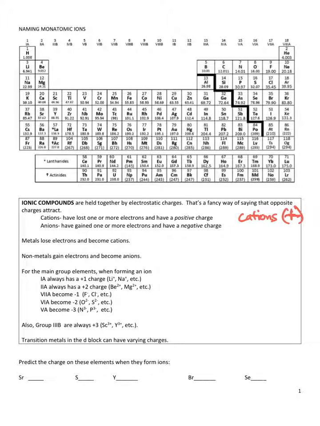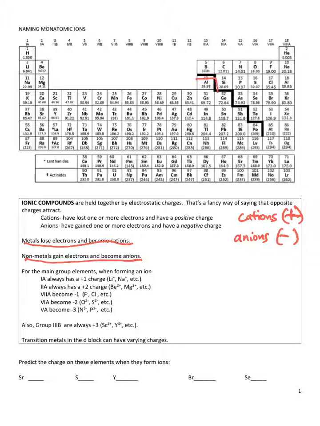Whereas anions have gained one or more electrons. Thus they have a negative charge. So metals lose electrons and become cations, whereas nonmetals gain electrons and become anions. And so knowing our periodic table and how to use it is important.